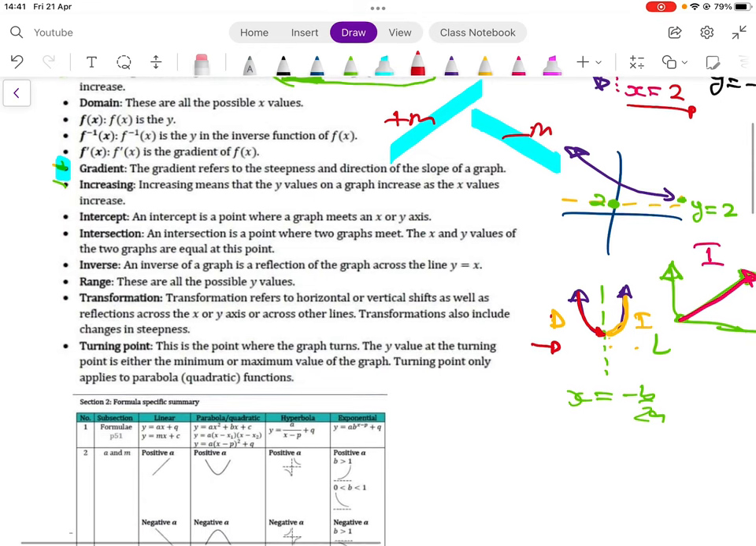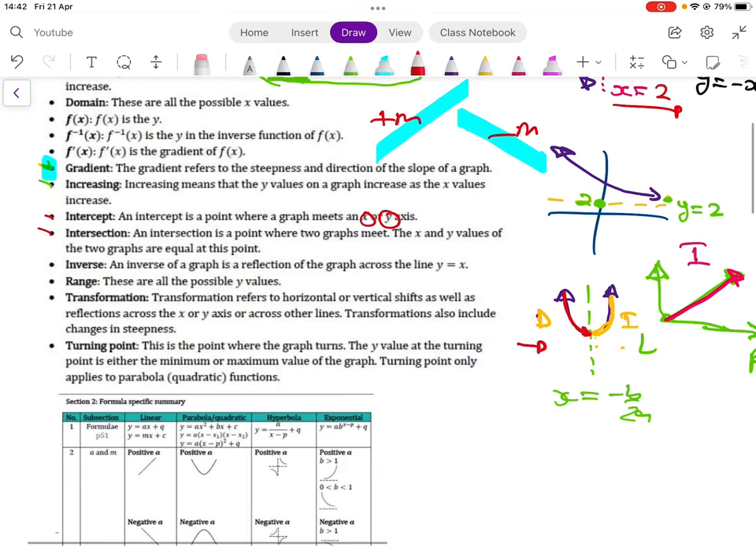And then now we have intercepts. Intercepts are just points where graphs meet the x or the y axis. So we have an x-intercept and a y-intercept, depending on which axis the graph meets. If it meets the x-axis, we have an x-intercept. If it meets the y-axis, we have a y-intercept. And then we have what they call intersection points. Intersection points are just points where two graphs meet. So we can have a parabola and a straight line, and these are the points of intersection.